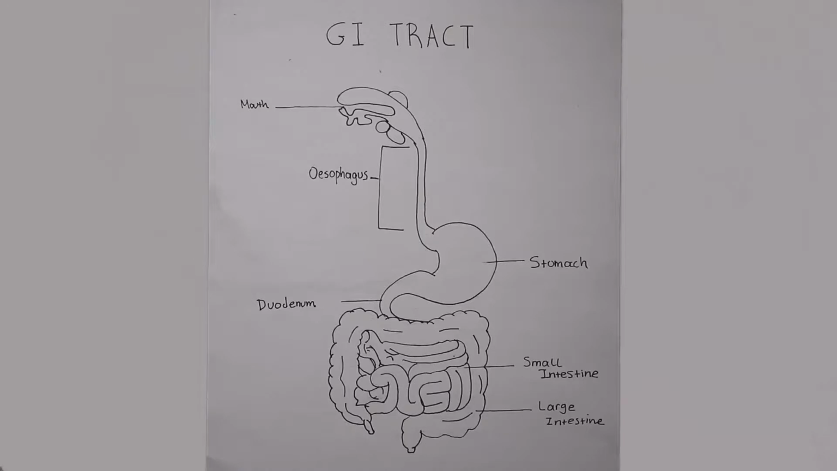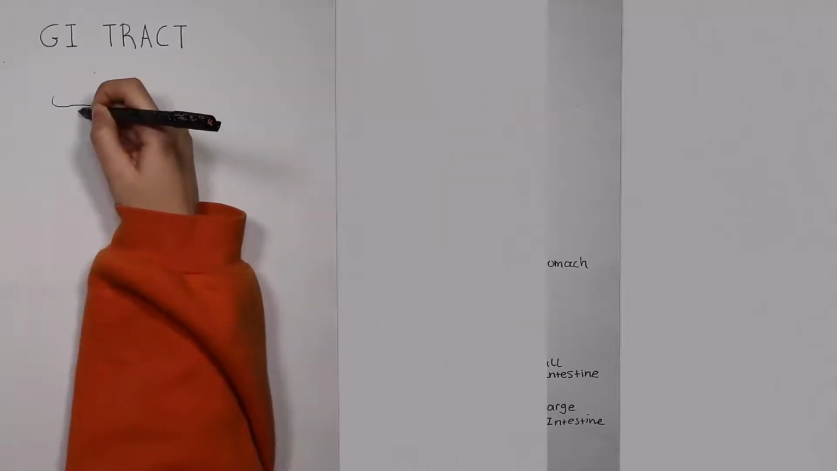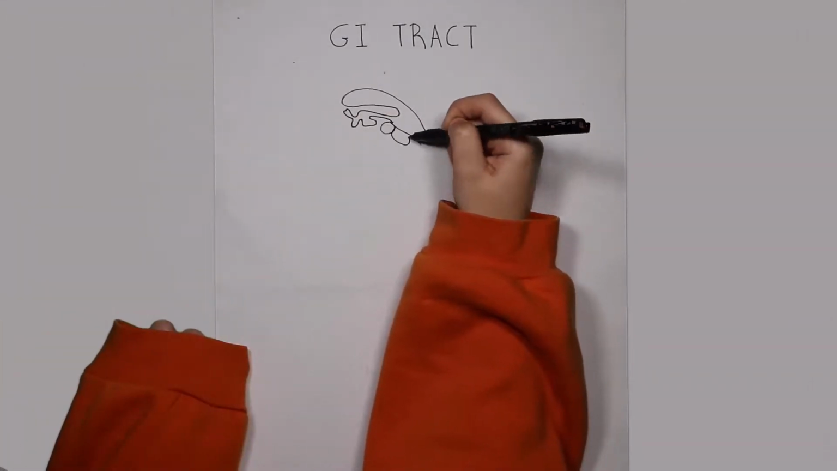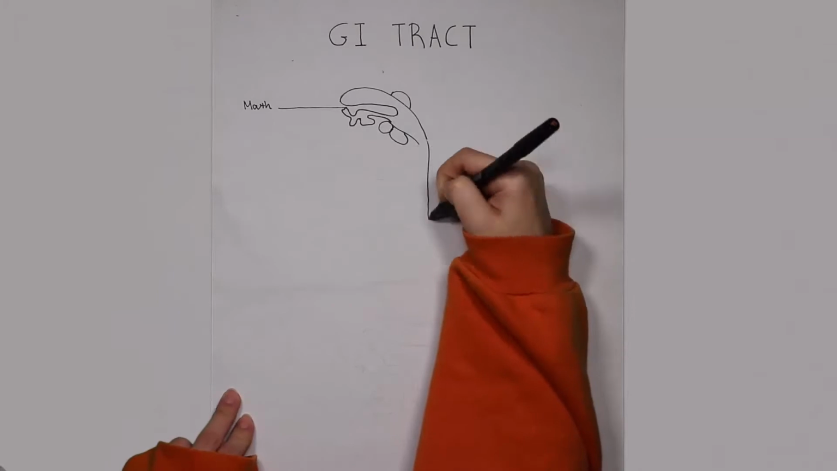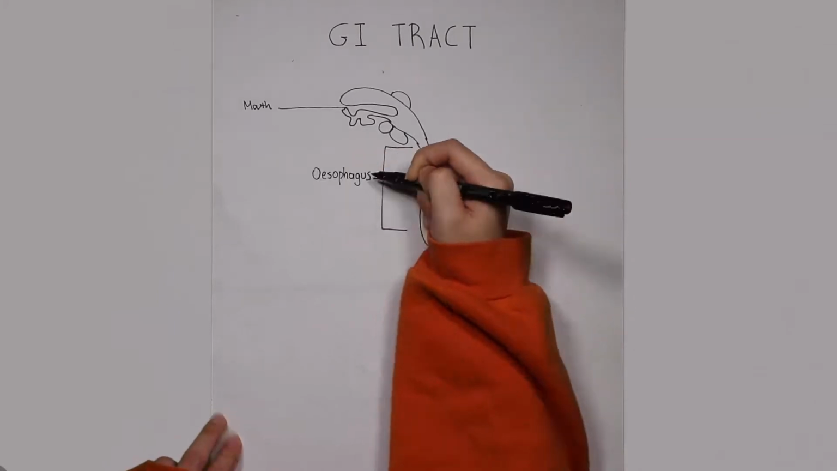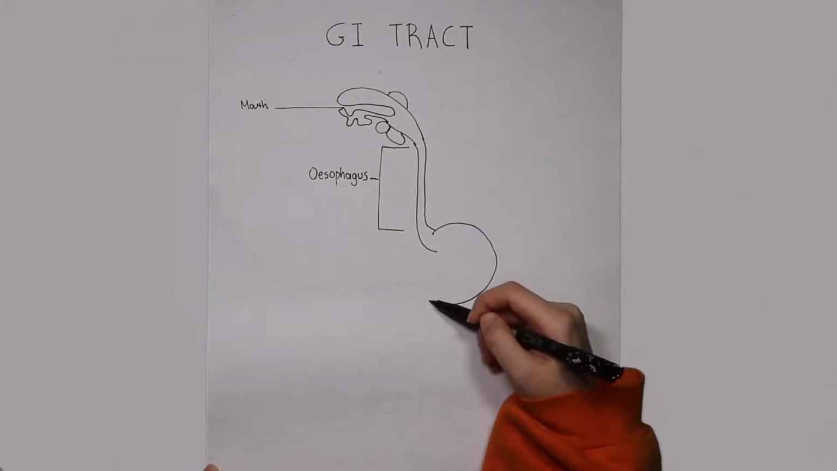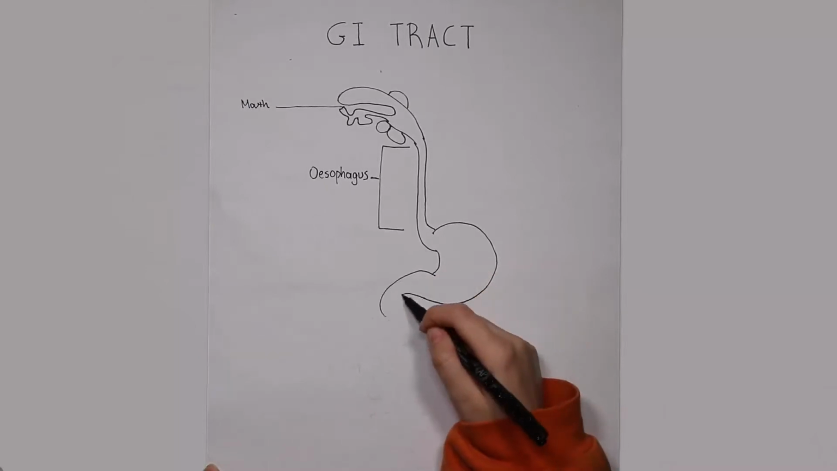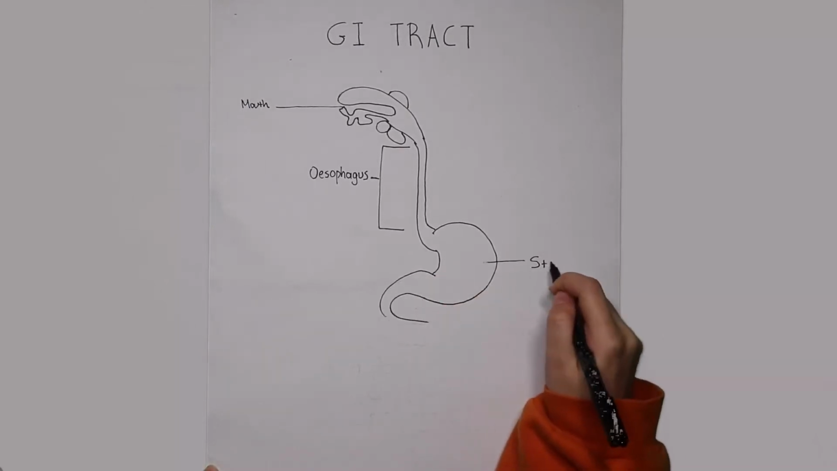So that was a brief overview of the GI tract. Here are some key points to remember. Digestion begins in the mouth with the mechanical and chemical breakdown of starch. Food travels to the stomach via the esophagus. The stomach continues the process of digestion and also begins the breakdown of proteins into amino acids.